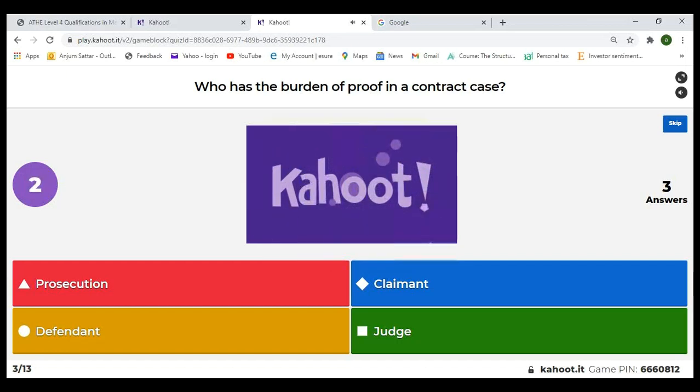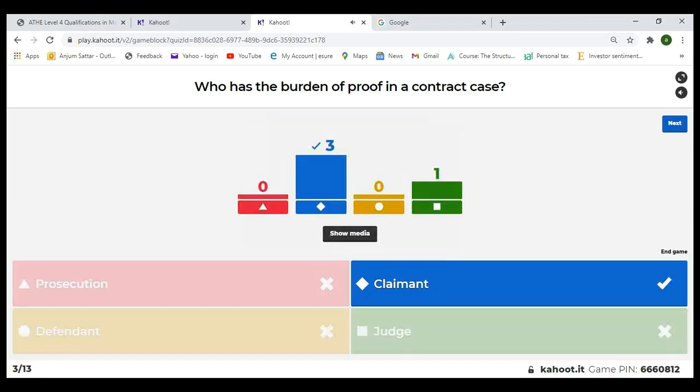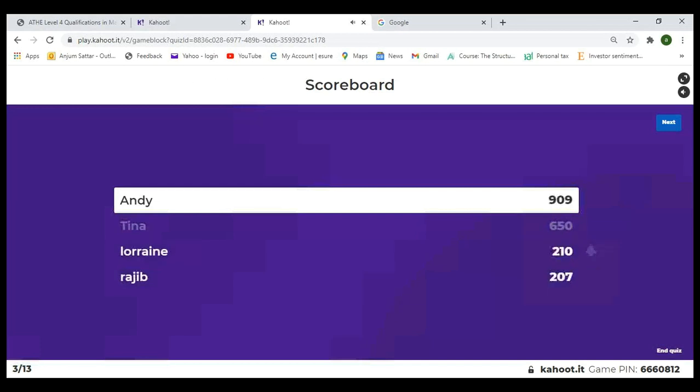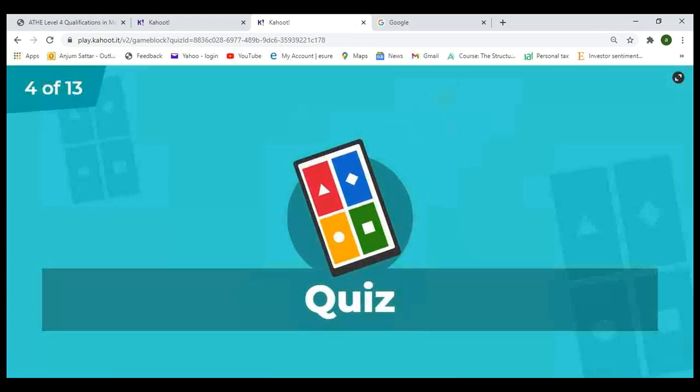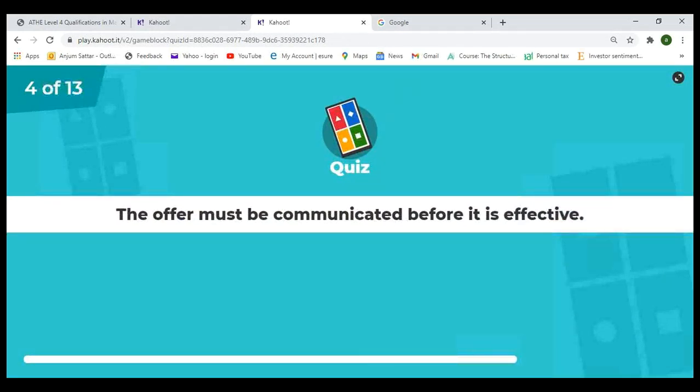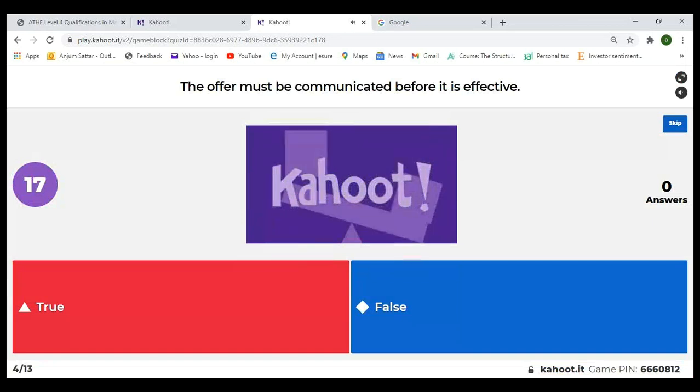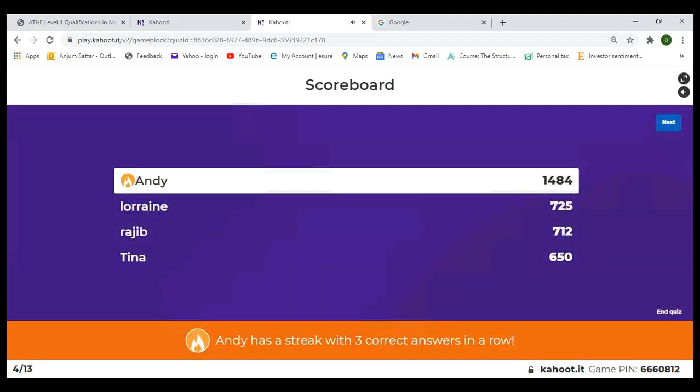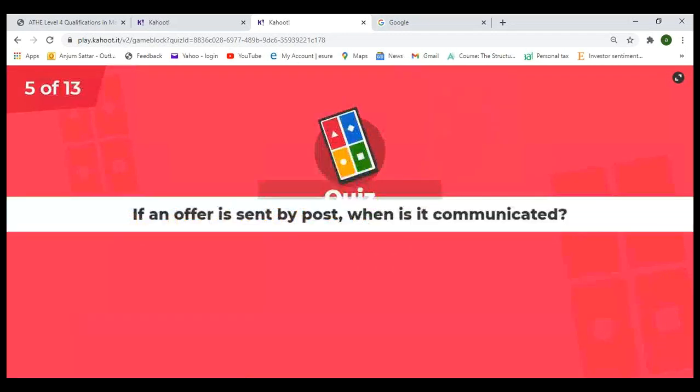Still waiting for the others. Hey! I got it. I got one right for once. Brilliant, well done. Everyone will pick eventually. Offer must be communicated before it is effective. What do you think in a contract? True or false? Well done. Now if people are quick, good.